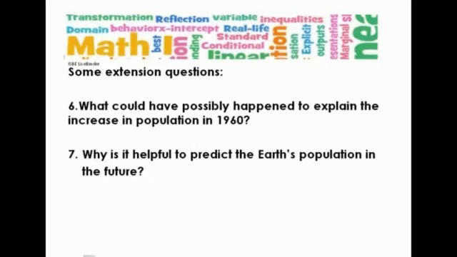Then there are some questions that I often ask, because I always want to probe the students just a little bit farther. These questions are not on the handout, but I do pose them, especially when I see that they're very involved with this one graph, and we've now spent 20 minutes or more diving into and interpreting the mathematics in this graph. While I have their attention, I ask, what could have possibly happened to explain the increase in population in 1960? And why is it helpful to predict the Earth's population in the future?